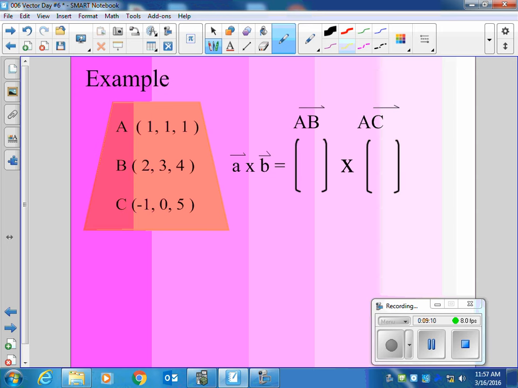So this first one, head minus tail, AB, you're going to go 2 minus 1 is 1, 3 minus 1 is 2, 4 minus 1 is 3. And then AC is going to be head minus tail, negative 1 minus 1 is negative 2, 0 minus 1 is negative 1, 5 minus 1 is 4. Do you agree with those direction vectors for AB and AC? And look at how easy that was. We just started with A, radiated out, and we have two vectors. Now we're going to find what's perpendicular to them.